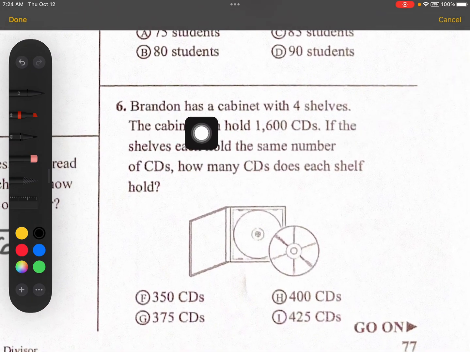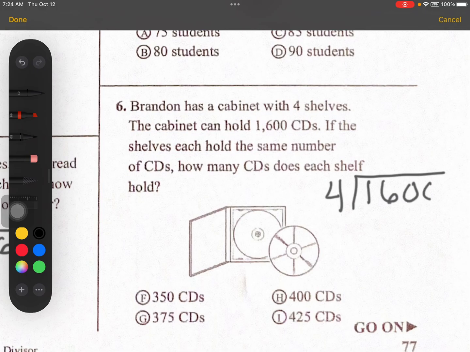Number 6, Brandon has a cabinet with 4 shelves. The cabinet can hold 1,600 CDs. If the shelves hold the same number of CDs, how many CDs does each shelf hold? Okay, so 4 shelves will go into 1,600. Find the answer.